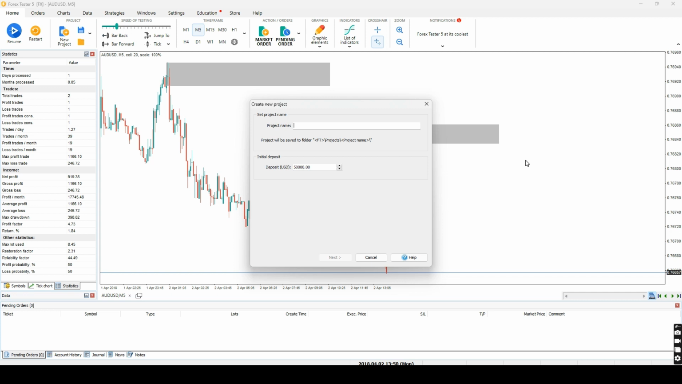Ladies and gentlemen, I'm here with another backtest session. So let's backtest together. Let's see how we're going to perform.